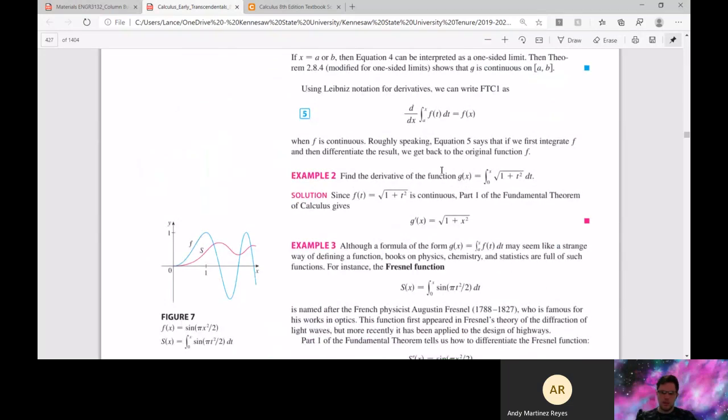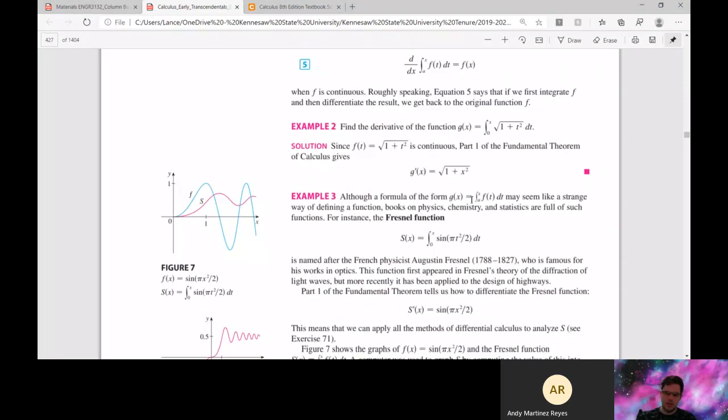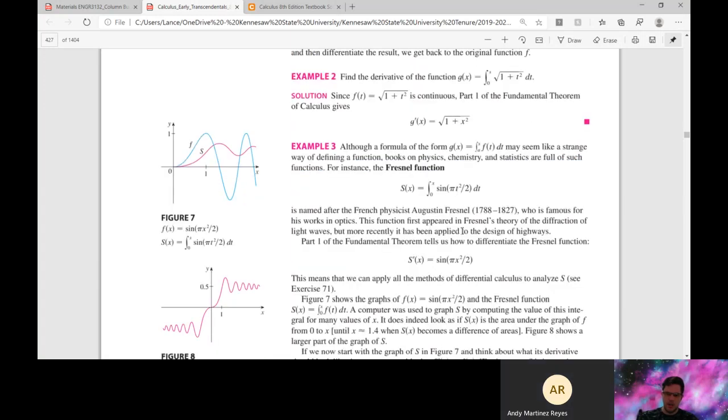For example, find the derivative of the function g of x. So you want to find d/dx of g of x. So you have to take the derivative of this integral. But when you just have 0 to x and you have the x right there, it's very simply just plug in x. So this part is extremely simple. You just plug in x for t. And the same thing right here. Just plug in x for t.